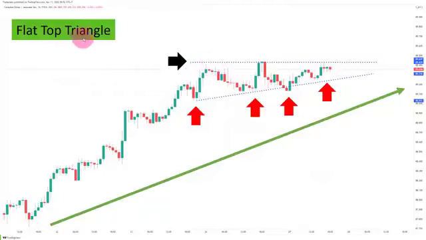And the key to the flat top triangle is how the market is moving lower. Every time we hit the resistance, we move lower. And here we hit the resistance and we move lower, and so on. But the point is that even though the market moves lower, we are never making lower lows. We are always staying above this trend line, or at least within the trend line. So even though the market is selling off, each sell-off is less and less strong.